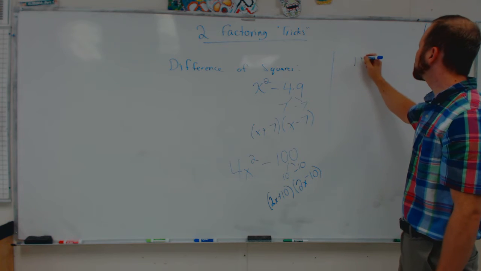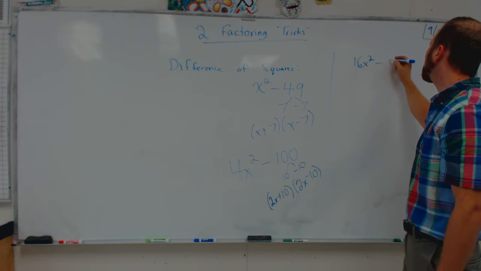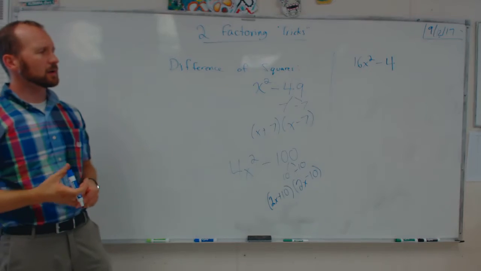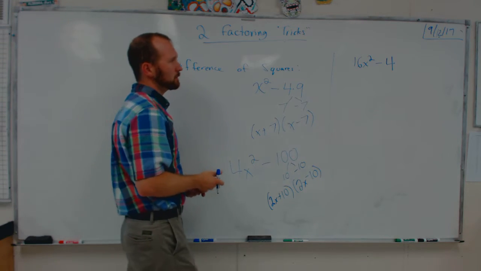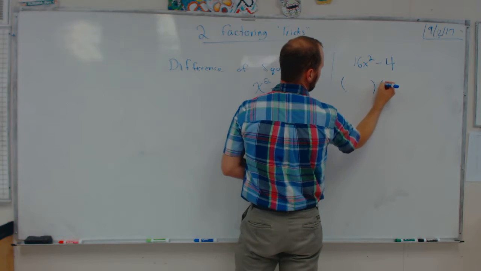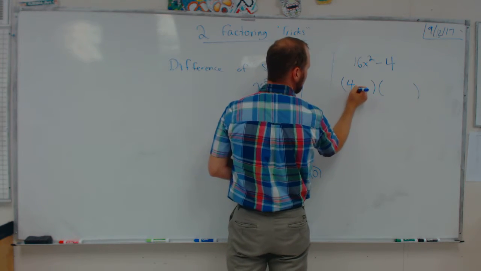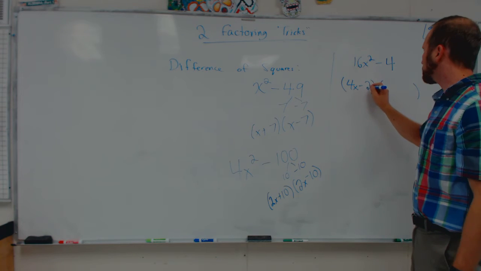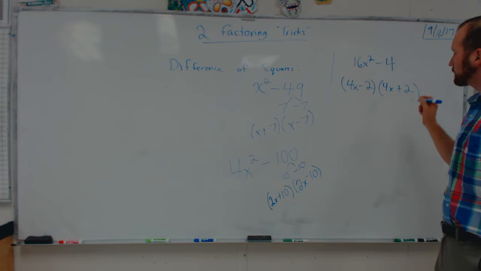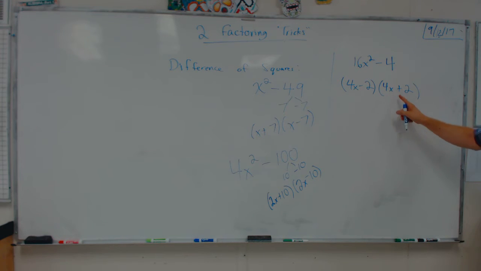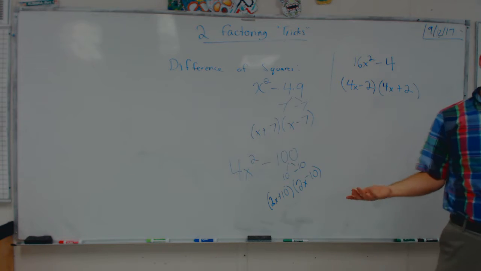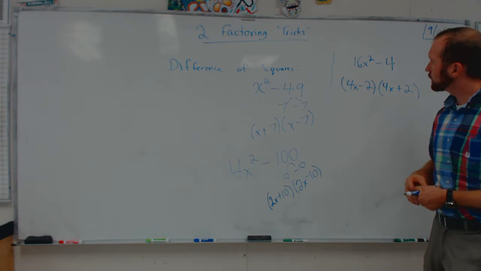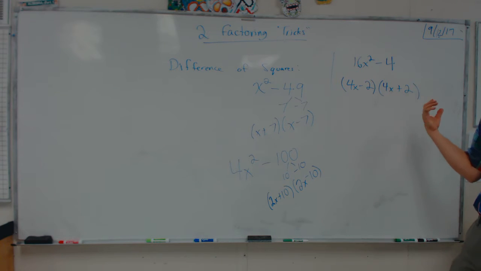So what if I had 16x squared minus 4? What would I have next? How would I factor that? 2 and negative 10. Okay, 4x minus 2 and 4x plus 2. Nice. 4x minus 2 and 4x plus 2. I love how you said the minus first and then the plus. I've been writing the plus first and then the minus, but it doesn't matter, right? It's whatever way you remember best. So it's just a pattern, right? The difference of squares pattern.